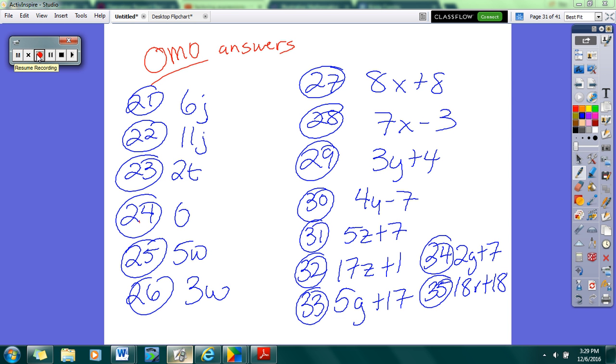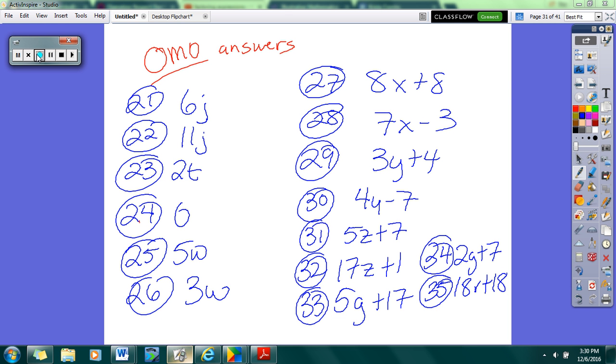Okay, here are the answers to the 21 through 35 guided practice problems. So let's go through them real quick. So I have j plus 3j plus 2j, which is going to equal 6j's. I got 9t minus 3t, which is 6t, minus another 4t, which is going to be 2t's. Oops, I went to 23. I got to go back to 22. 22 is going to be 4j plus 5j plus 2j is 11j's. 5t minus t is 4t, and 4t minus 4t is 0.